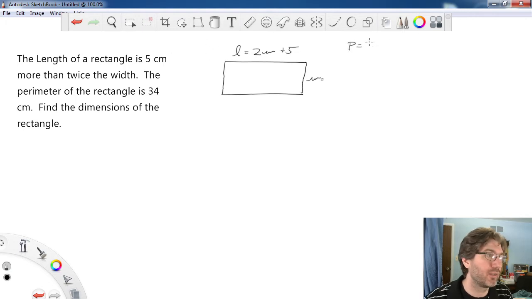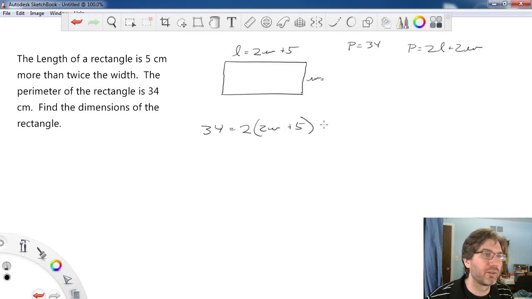And we still have a perimeter of 34, and we still know that perimeter equals twice the length plus twice the width. So in this case, you're going to substitute into our formula. You're going to get 34 equals 2 times 2W plus 5 plus 2W. Go ahead and distribute the 2 out, and you get 34 equals 4W plus 10 plus 2W.